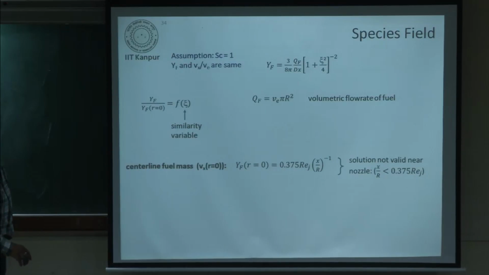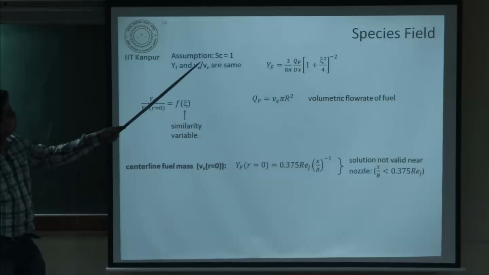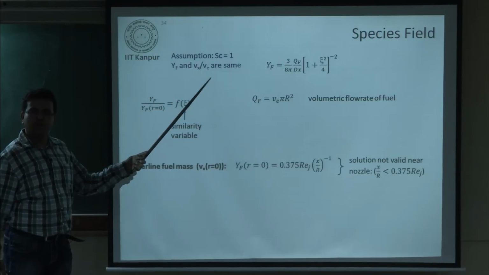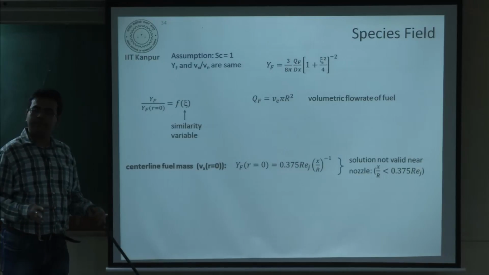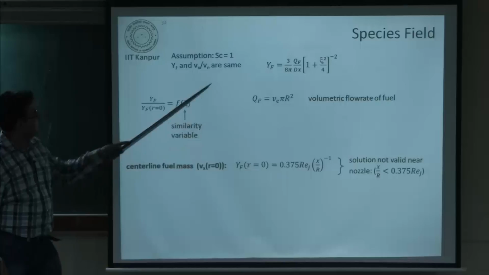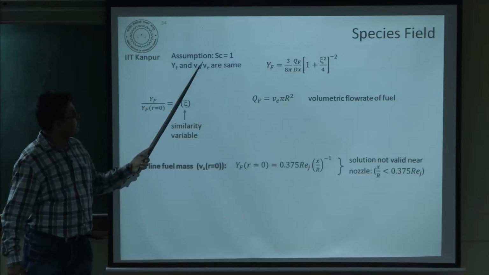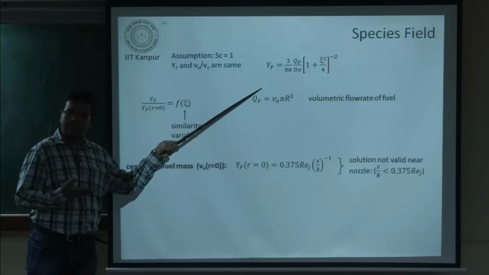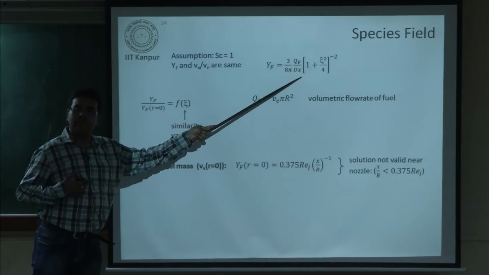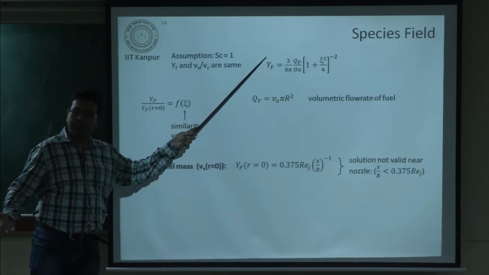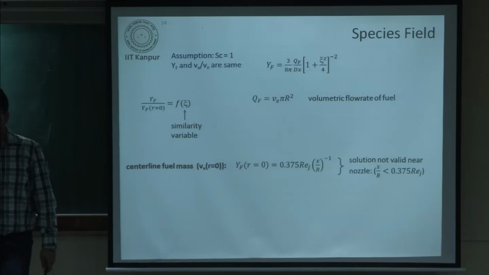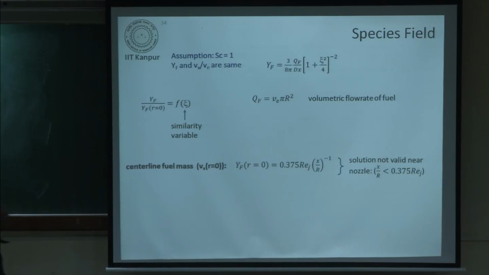Now, as I said, we assumed that the Schmidt number is unity. When we assume the Schmidt number is unity, yf and Vx by V, the normalized velocity, these profiles will look very similar. And then whatever solution of Vx by V you have obtained before, you can equate it to yf. We already obtained this expression for Vx by V, so I am just equating it to yf. Now you know the distribution of the fuel mass fractions over your domain.